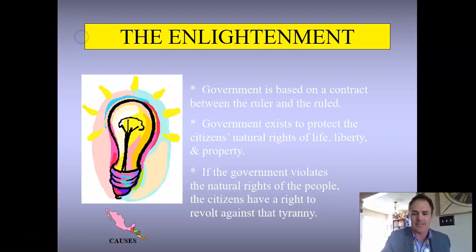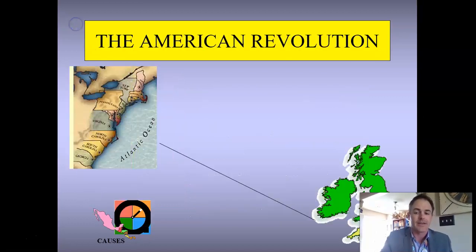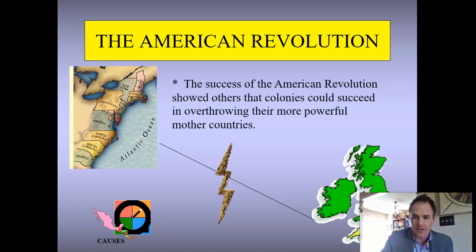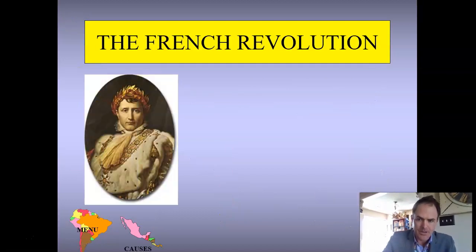Those are the same ideas that are first put into practice by North Americans in their own revolution. The Latin Americans are going to see that influence of a colony overthrowing the more powerful mother country and seek to do the same.